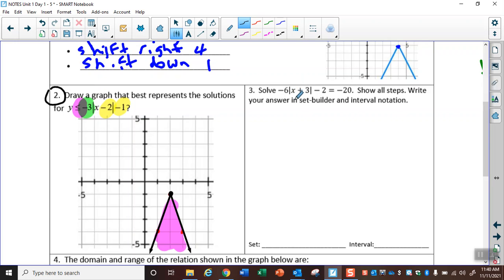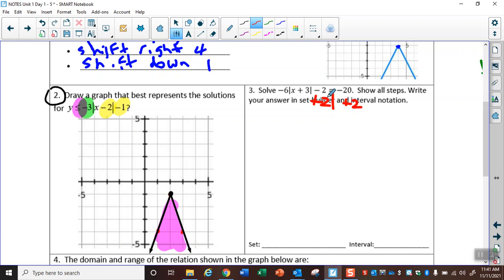So just to refresh your memory, you've got -6 times the absolute value of x minus 2 equals -20. I'm just going to leave that there, I'm not going to rewrite it. What am I going to do to both sides? I've got to get rid of the -6 and the -2 so that I have the absolute value all by itself. You always add or subtract first, so I'm going to do +2 on both sides.